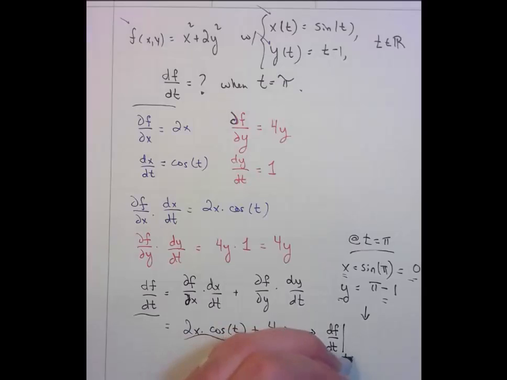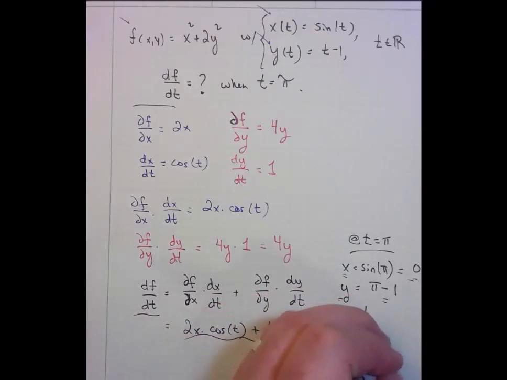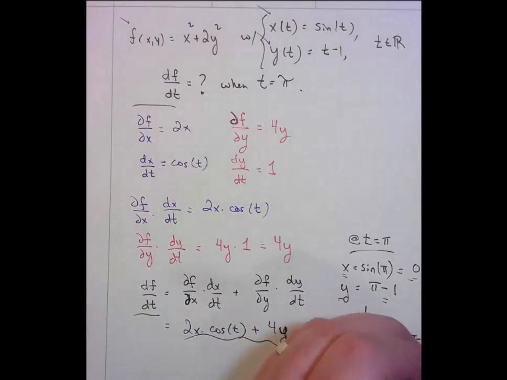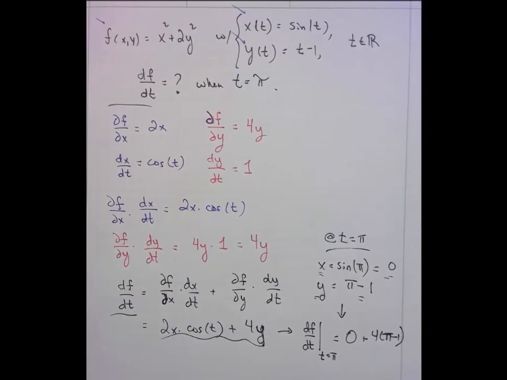when t is pi, and we will ask for 2x times the cosine of t. Well, that'll be 2 times 0 times the cosine of pi. Well, that's -1, but we don't care because we're multiplying it by 0. And then plus 4y, and at this instance, y is pi minus 1. And there, it's squeezed in at the very end. Tidy that up just a bit. And there's the final value that we were after.